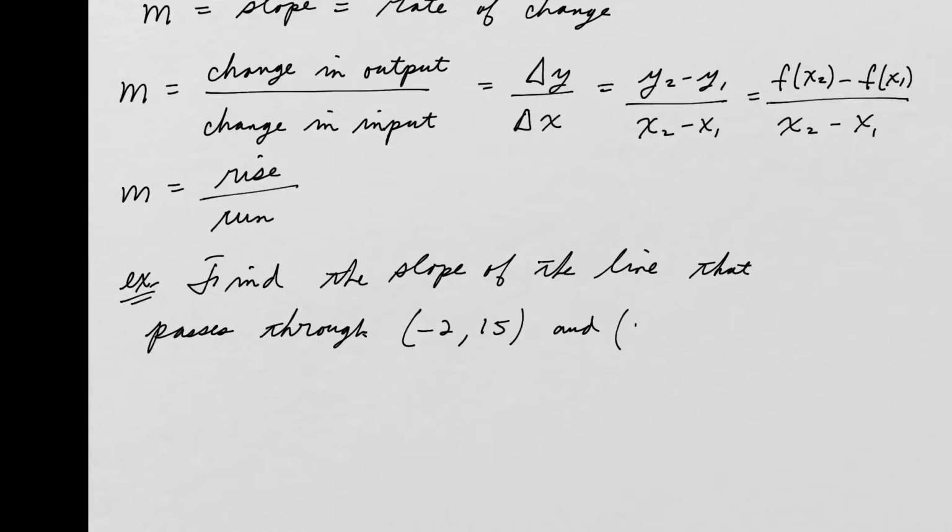So 14, -15. Okay, so how do I do that? Well, first of all, I have to label these ordered pairs. I have to label these points. So I'm going to call the first one x1, y1, and the second one x2, y2.